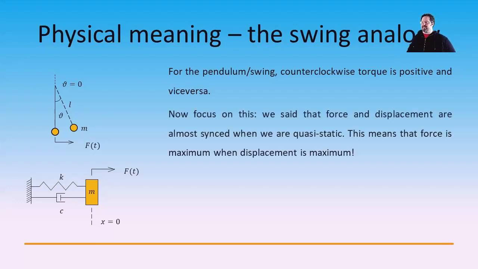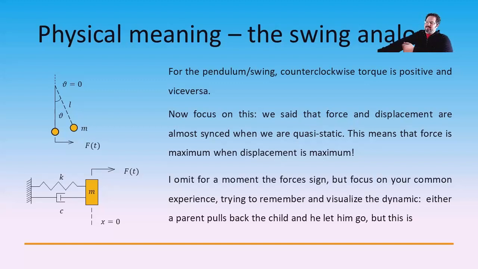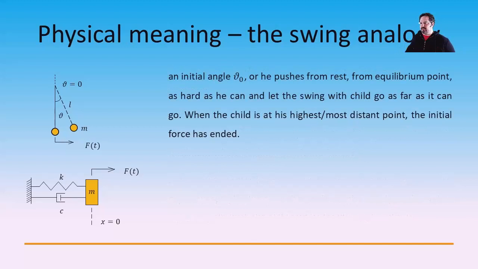Now focus on this. We said that force and displacement are almost synced when we are quasi-static. This means that force is maximum when displacement is maximum. I omit for a moment the forces' sign, but focus on your common experience, trying to remember and visualize the dynamic. Either a parent pulls back the child and lets him go, but this is an initial angle theta 0, or he pushes from rest, from the equilibrium point, as hard as he can and lets the swing with the child go as far as it can go forward.